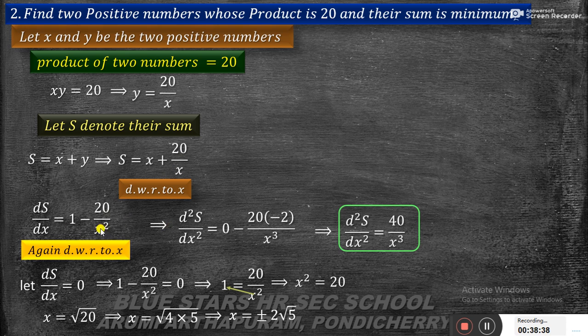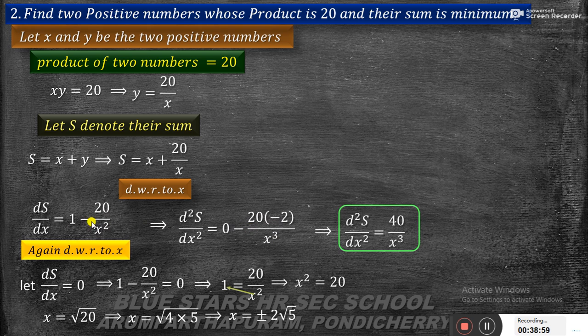Which implies, differentiating a second time with respect to x, d square s by dx square equals: the differentiation of 1 is 0, minus 20 times the differentiation of 1 by x square, that means minus 20 into minus 2 by x cube.